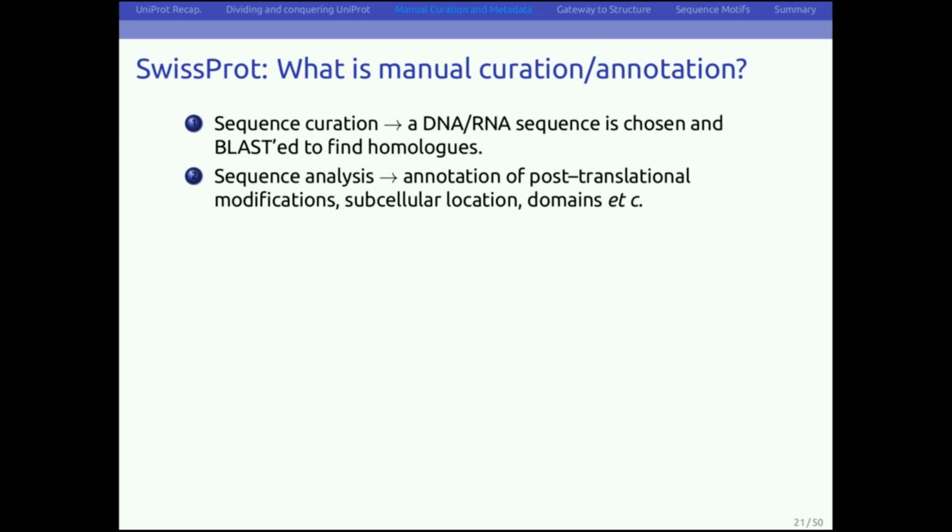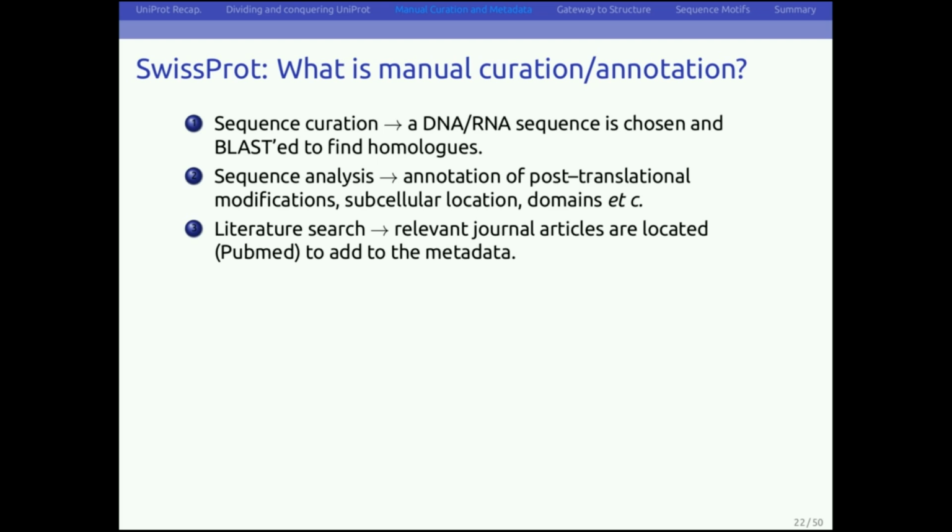The second step is that this chosen sequence is then put through a rigorous analysis. So there are different algorithms that look at post-translational modifications that could happen to this amino acid sequence, where in the cell this protein is likely to occur, what kind of sequence domains it has, what kind of motifs it has, which we will come to later, etc.